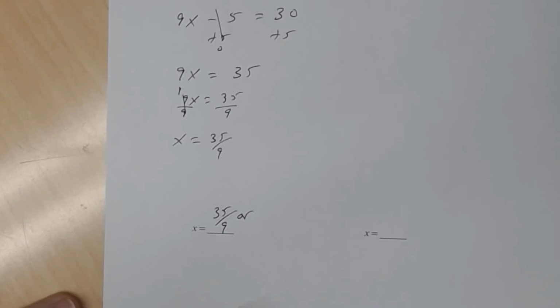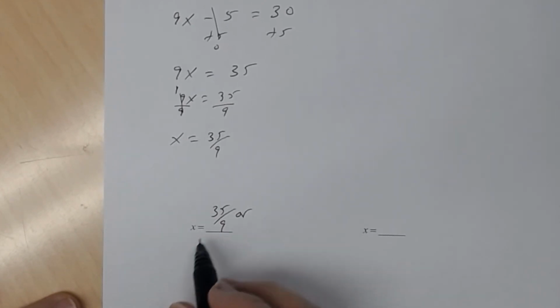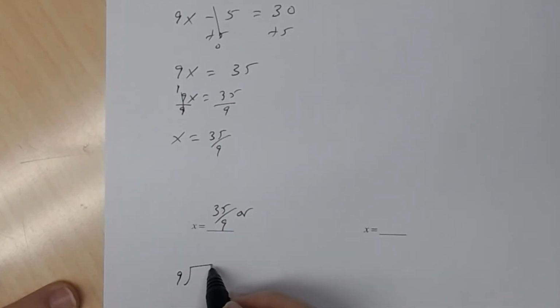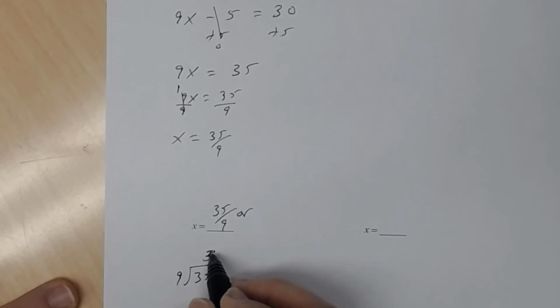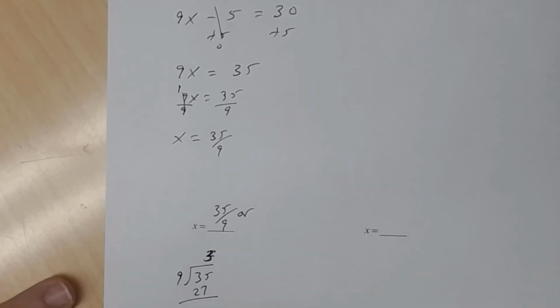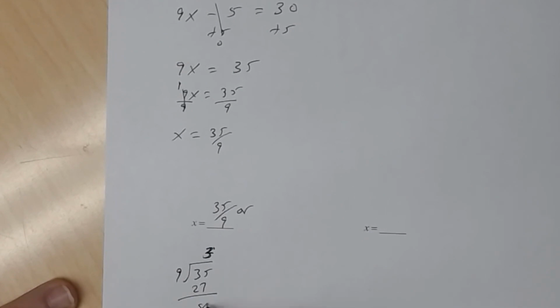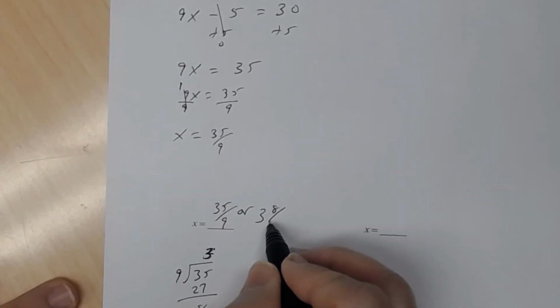Or if you want to change it to a mixed number, see this is improper, so remember how to change this to a mixed number. 9 into 35 will be, not 4, it will be 3. So that's 27, and then that will be 8. So you get 3 and 8/9.